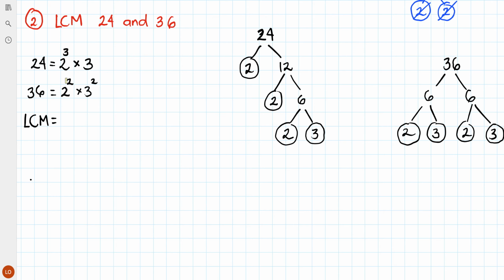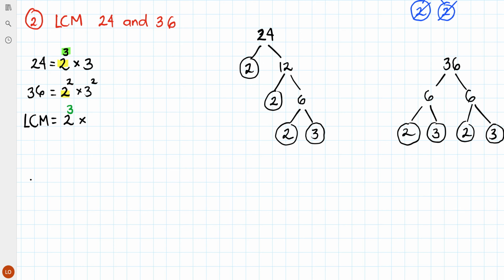In this case, both are common. So I have 2 is common. So 2 times. Now, I have to choose the highest index. Why the highest index? Because it has to have the same building blocks of both of them. If I only put the lowest, this one, then I'm excluding one of the 2's that the 24 has. But if I put the highest, that is 3, then I'm including also these 2 that the 36 has. So this one is 3. So this one goes to the power of 3.